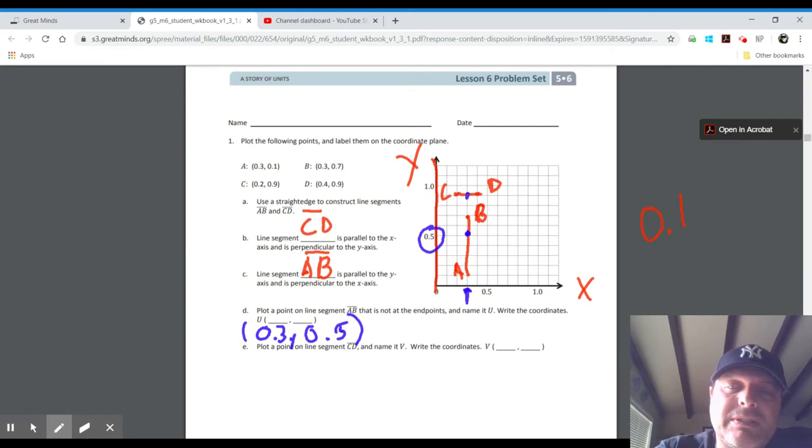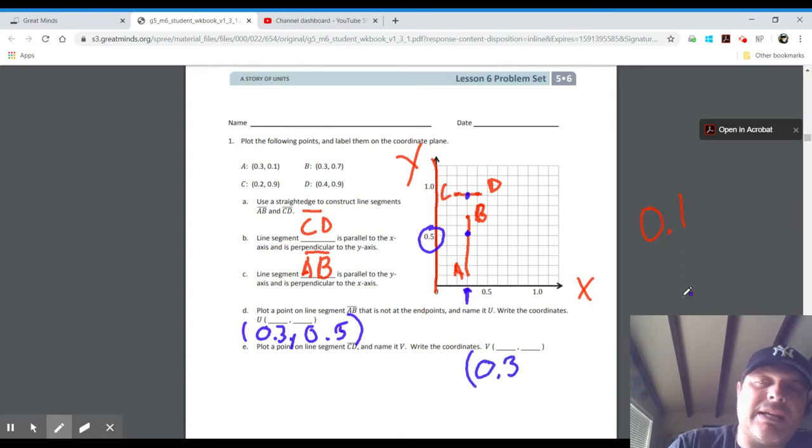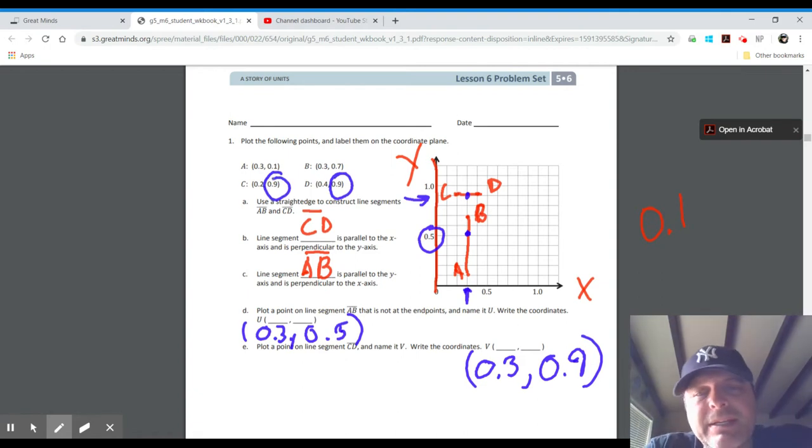And I'm doing that for a reason too, because that dot is on the same X as letter A. Since I know that letter A starts with 0.3, that's where that dot is. And it's the same as C and D for Y, so it's the second number, 0.9. I know that's the Y, which is over here coming in this side. And that is the same as D, and it's the same as C if you see that right there.